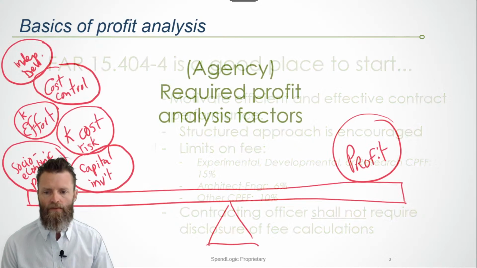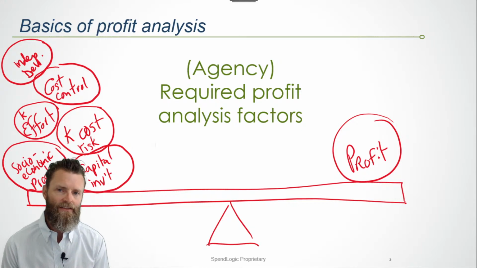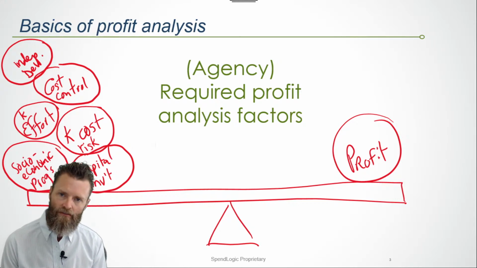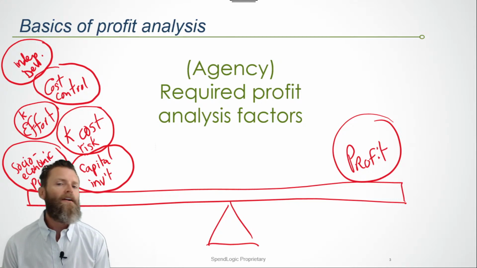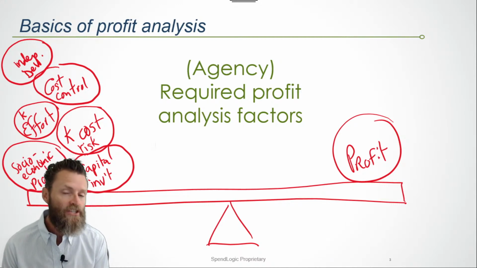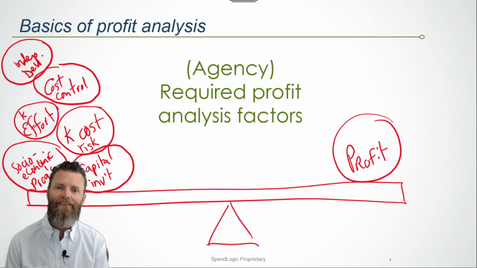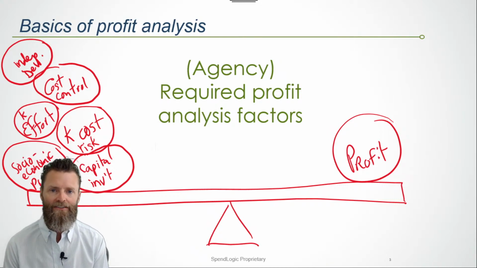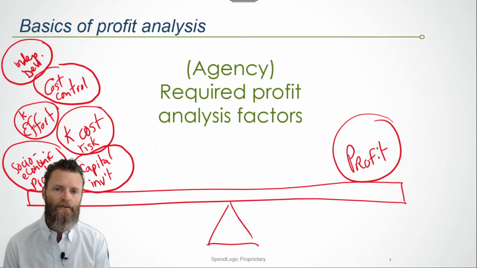Okay. Next, I want to talk about how this all fits together. So further into the FAR, if you continue reading that section, it states that there are required profit analysis factors. So these are the things that the contracting officer, the agency, has to take into account. Again, the FAR is written for the government. It is not written for contractors. There are legal requirements within the FAR, but not everything is required.